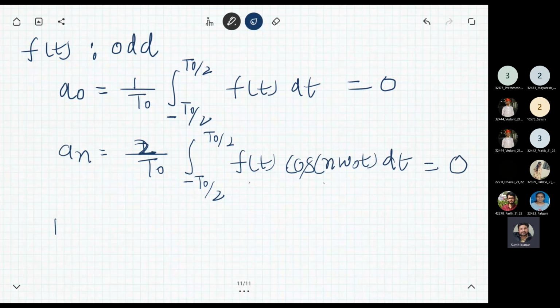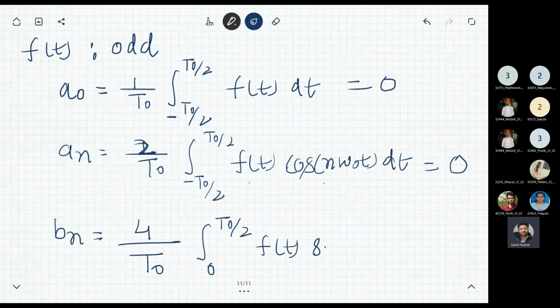And similarly bn will be equal to what? Let me directly write this. This will become 4 by T naught, integration between 0 to half period, f(t) sin n omega naught t. In theory, we will be following 2 by T naught, minus T naught by 2 to T naught by 2, f(t) sin n omega naught t, and we will see that this will turn out to be an even function, and in that case we will be doing this. Okay, is this clear to everyone?